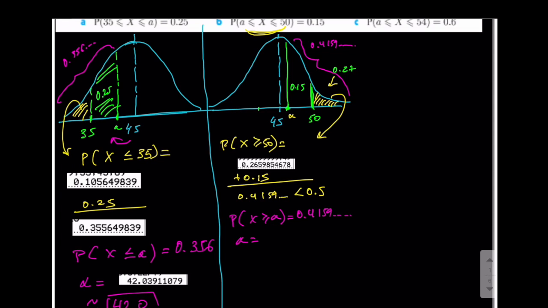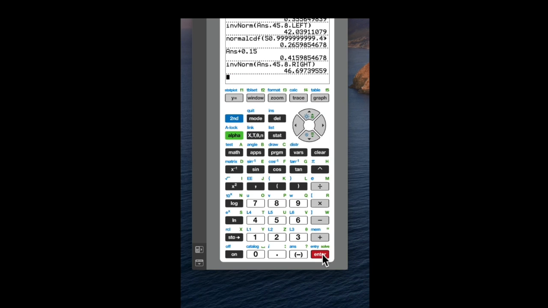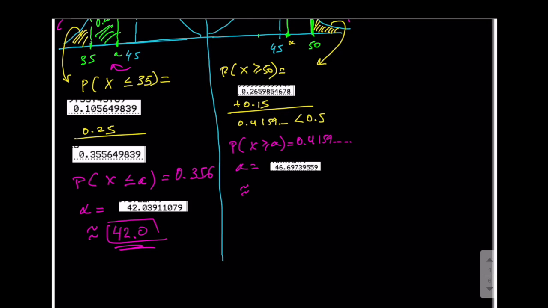So finding this is just an inverse norm with a calculator. Variables, inverse norm. The inverse norm is the answer that I just got before. The mean is 45. The standard deviation is 8. But now I have the right side, and this is my answer. Okay, and in 3 significant figures that becomes 46.7, and that makes sense, which is to the right of 45.